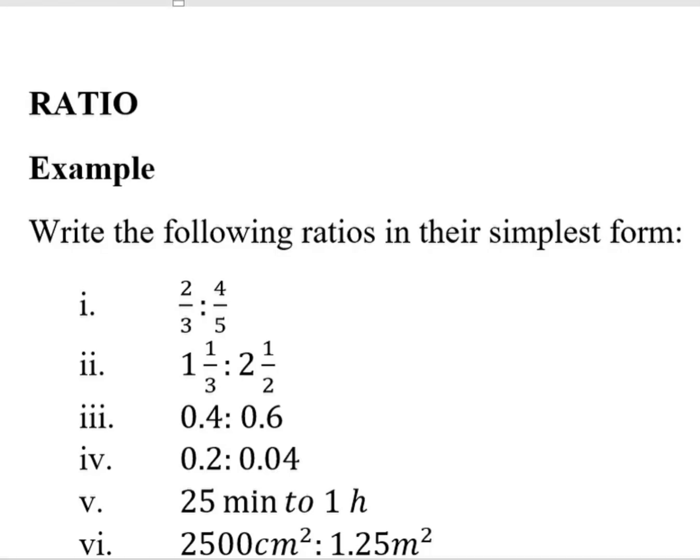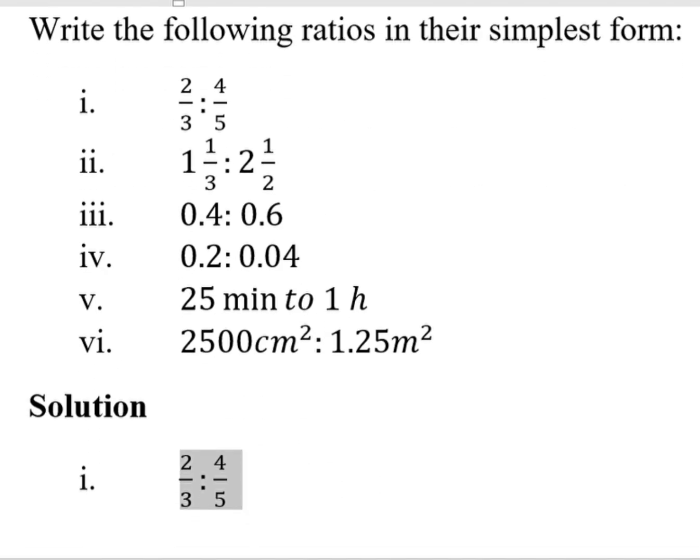We are to write the following ratios in their simplest form. That means we write them using whole numbers with no common divisor between them. So starting with the first one, it is 2/3 to ratio 4/5. The first thing we do is to remove the denominator.